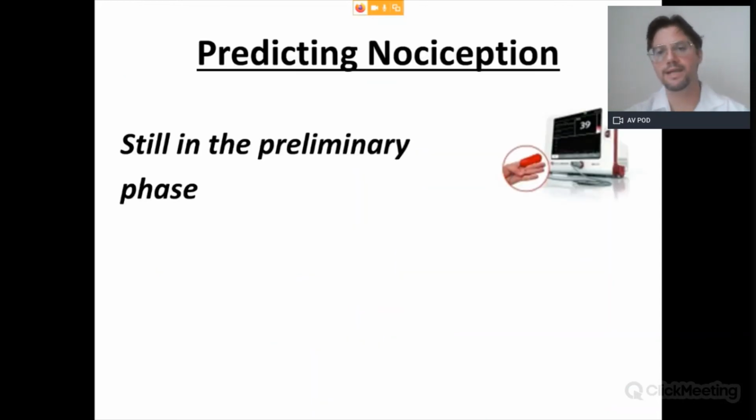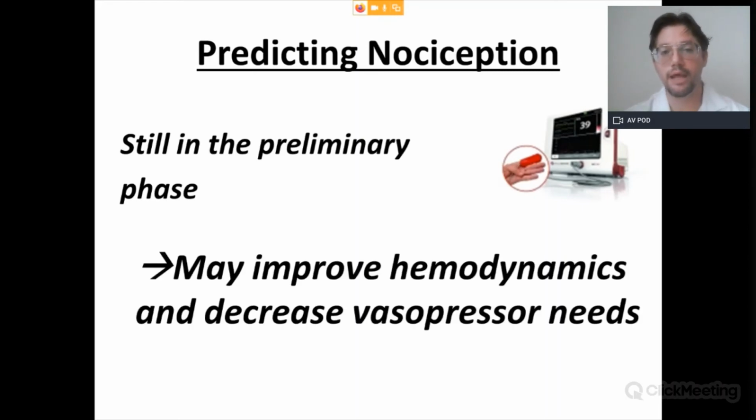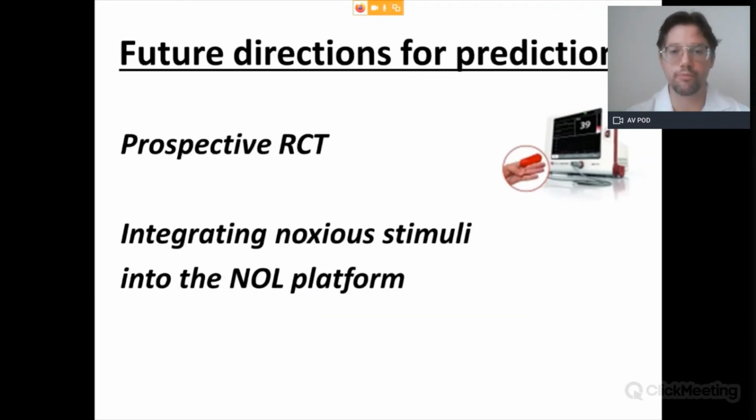So, predicting nociception. Although it's still in the preliminary phase, we do have some promising results. And it may improve hemodynamics and decrease vasopressor needs. Are there future directions for predictions? Of course, we need prospective randomized controlled trials, always.